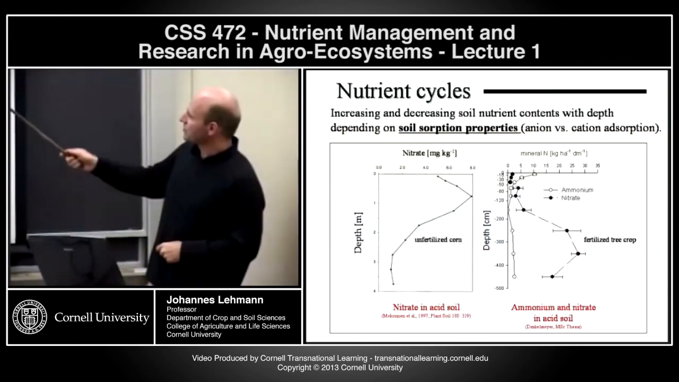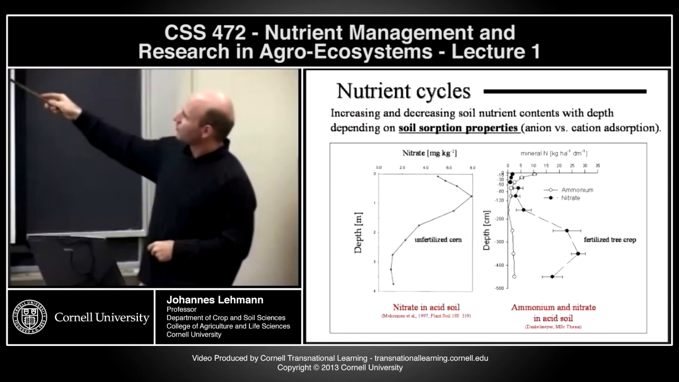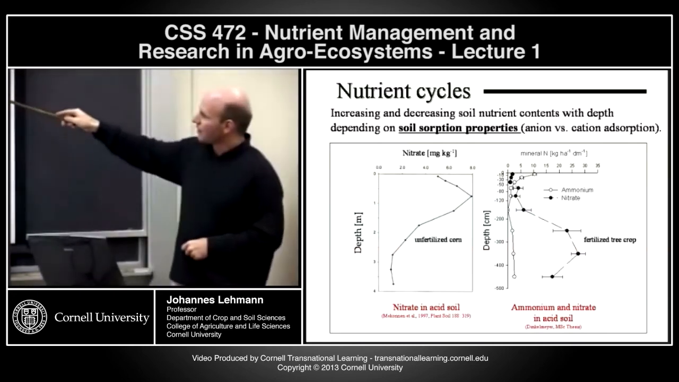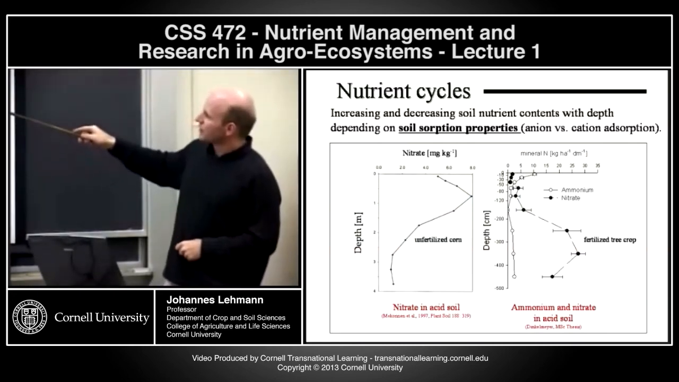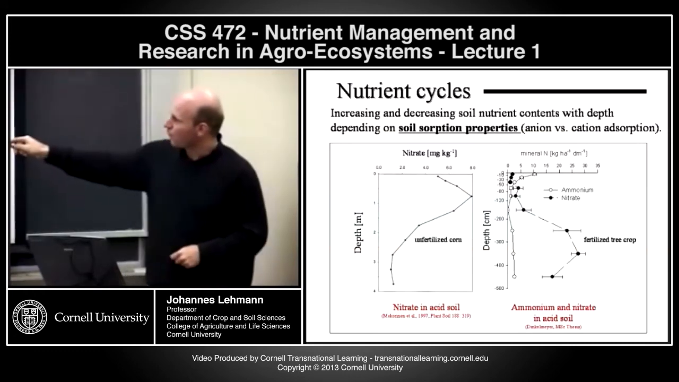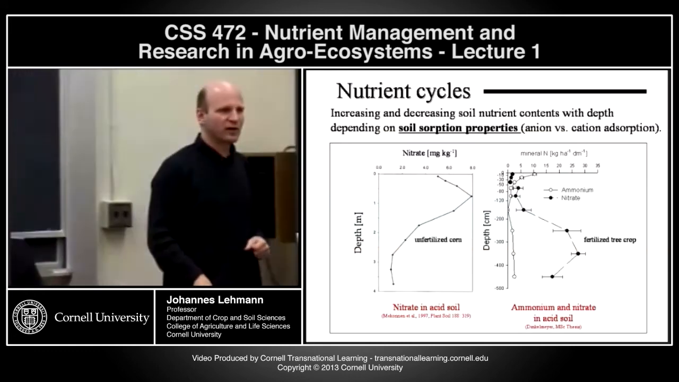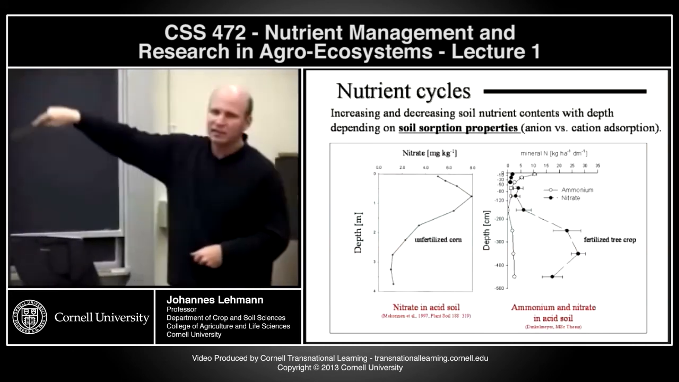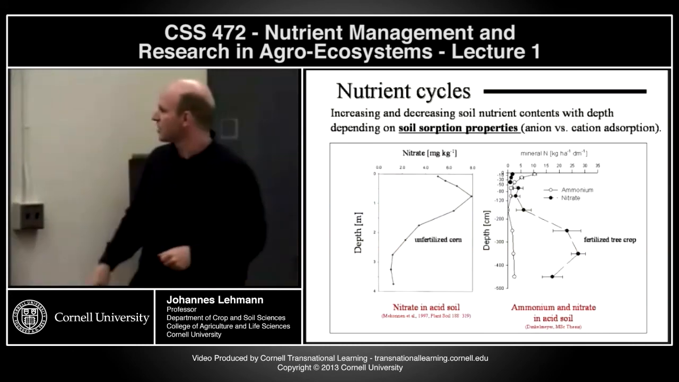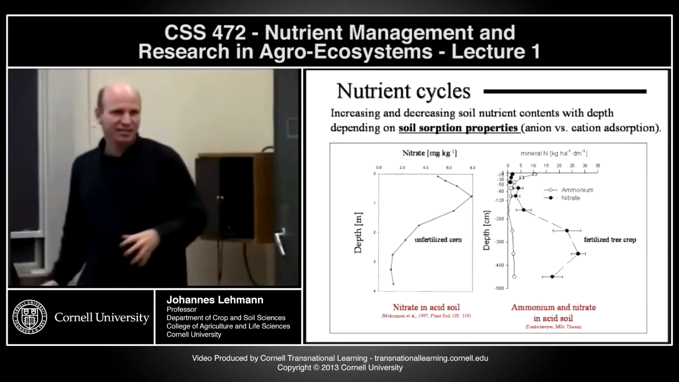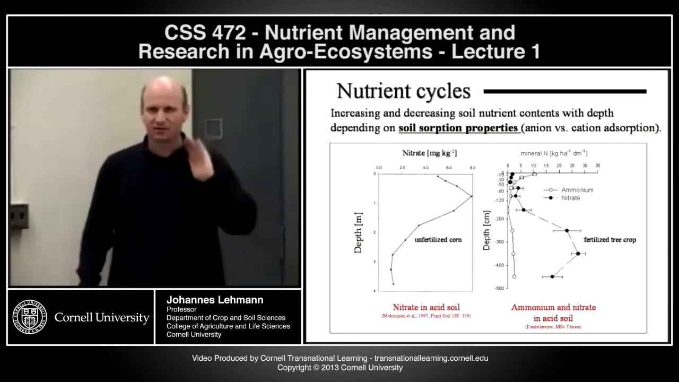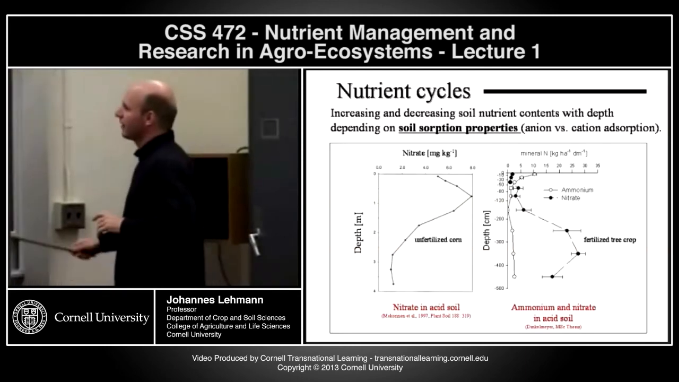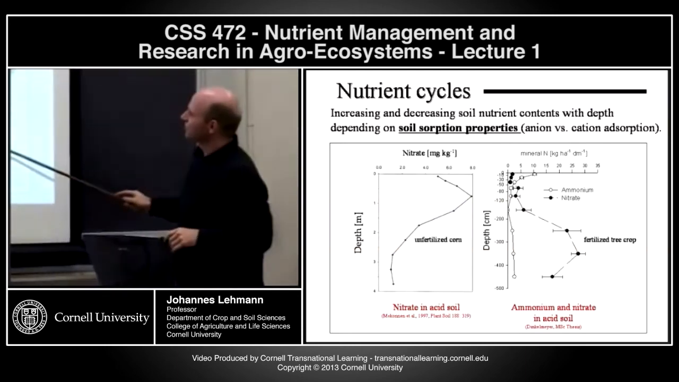Another example here from the Amazon, also in an acid soil, where you see that this accumulation of nitrate is moving even deeper, up to 4 or 5 meter depth. That's where we find the majority of the nitrate. It's not up here in the topsoil. Nitrate is quickly leached under these conditions into the subsoil. Subsoil is acid, can adsorb nitrate, and don't worry about it. We'll look at that later in detail, why that is so in these soils.